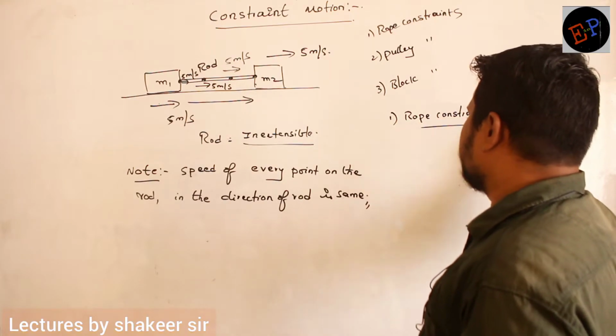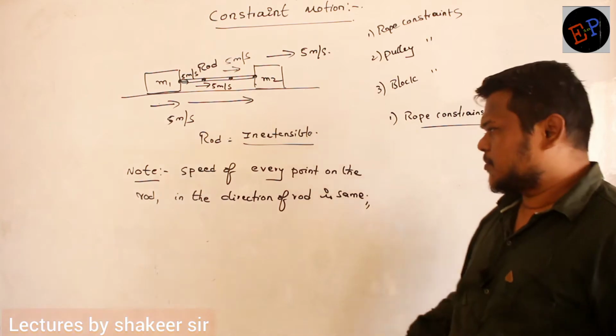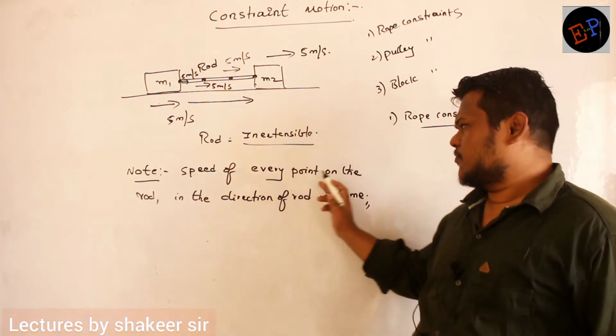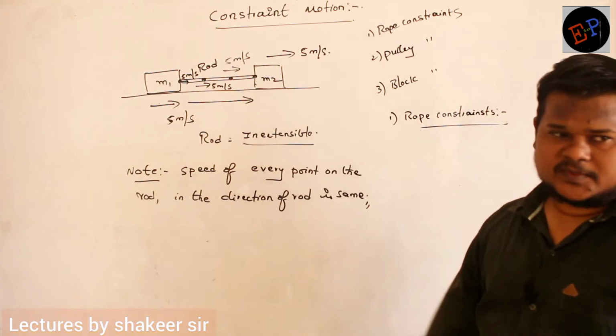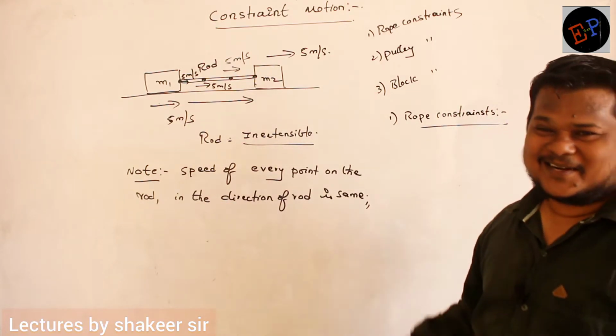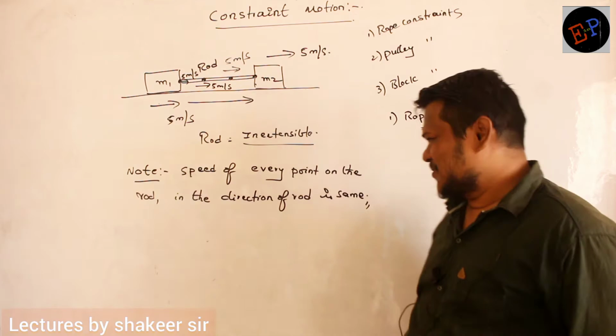Okay, and this one is nothing but rope constraints. What is meant by rope constraints? The speed of every point on the rope is the same in the direction of the rope. That's it. Clear?